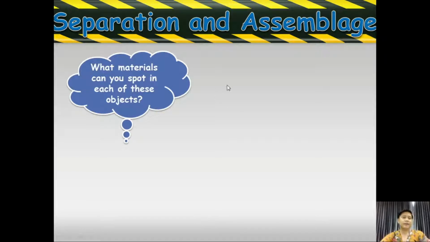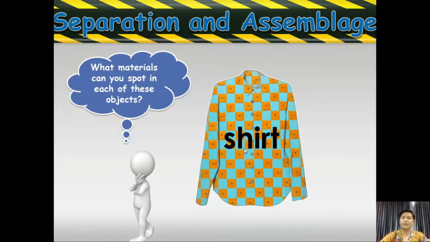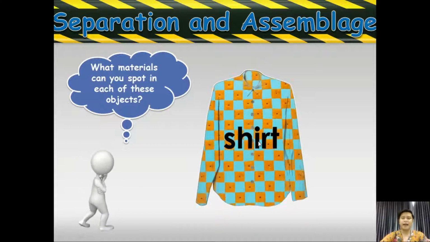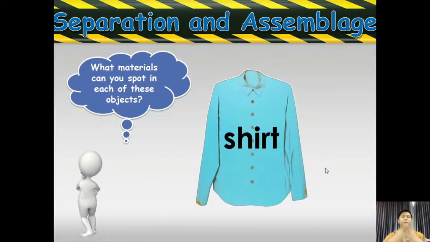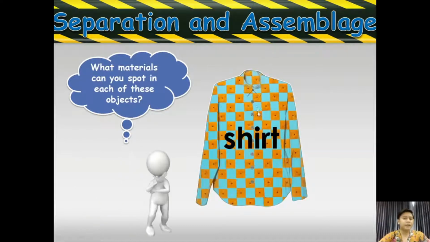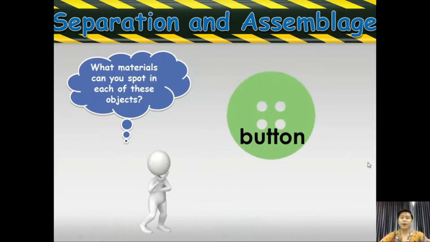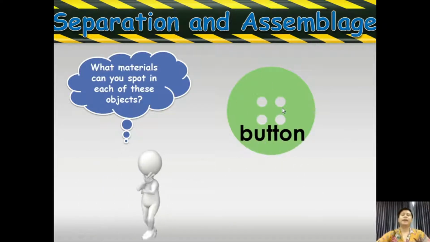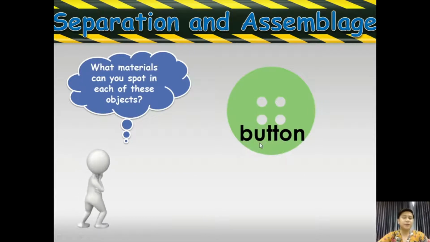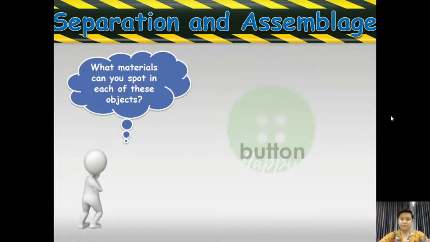So, what materials can you spot in each of these objects? So, the first one, shirt. Can you spell shirt? S-H-I-R-T. Shirt. So, in this shirt, if you separate it, what materials can you get? The first one we have is the button. Very good. Can you spell button? B-U-T-T-O-N. Button.